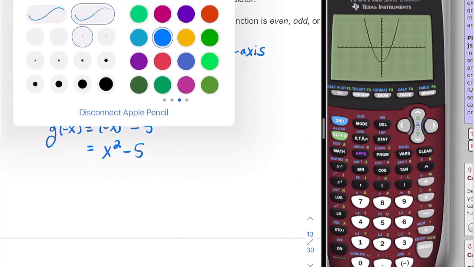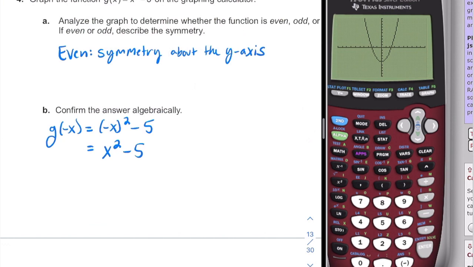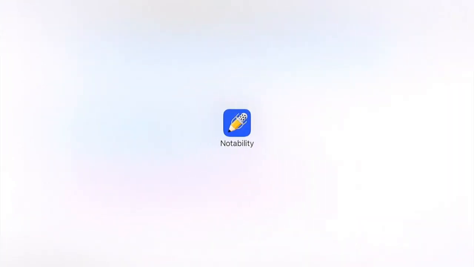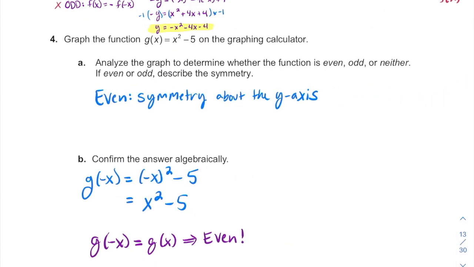Okay, so this means for us here that g of negative x was equal to g of x, which implies for us here this function is even. Okay, so this concludes our section on symmetry and on even and odd functions. As I've said, we're going to do a lot more of this when we come back together.